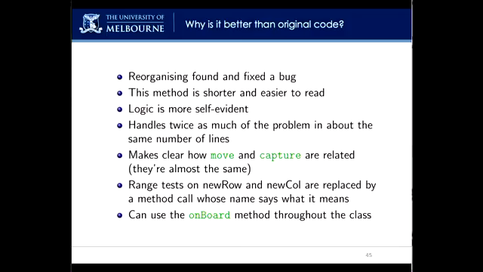So, just to recap, why is the code better than the original? The first thing, the reorganizing found a bug. The methods were shorter and easier to read. The logic was still a little bit complex, but self-evident. It handles twice as much of the problem in the same number of lines. It makes it clear how to move and capture. And essentially, it just tidied up everything.